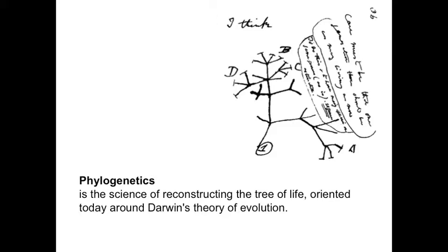And this, of course, is oriented today around this theory of descent with modification, a very specific theory of process that Charles Darwin came up with in 1859. And indeed, not only am I saying the name Charles Darwin, but I'm also showing you this famous picture that I think everyone recognizes. It's not from The Origin of Species. This is from one of his notebooks in the 1830s. This is really the first application of a tree metaphor in biology.